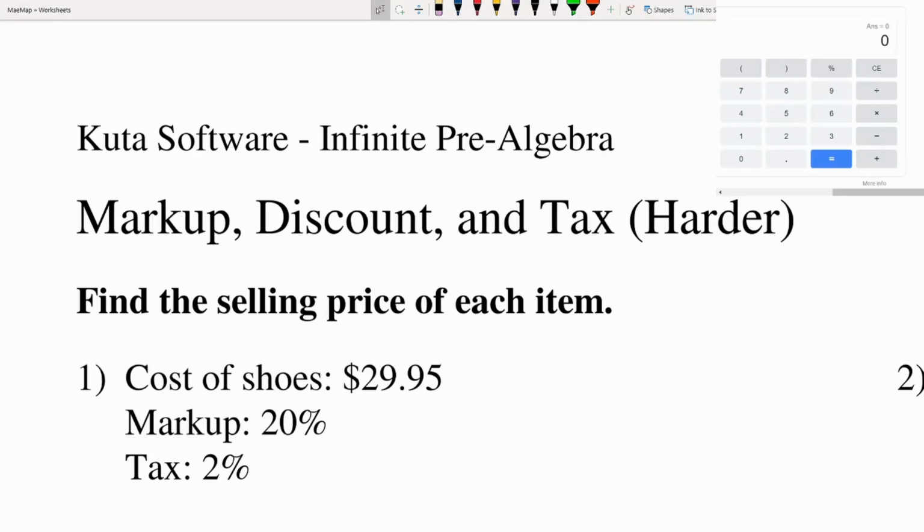Hello everyone! In this video we're going to complete the KutaSoftware Infinite PreAlgebra free worksheet Markup, Discount, and Tax hard.